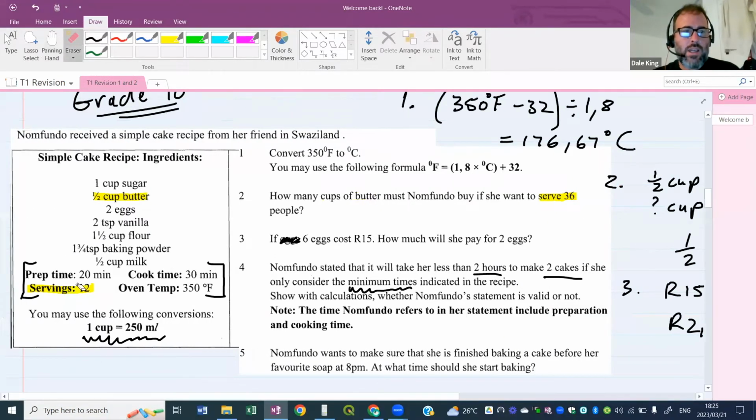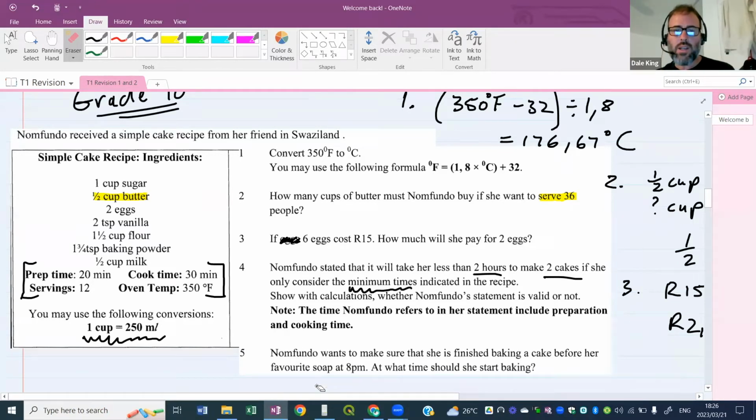That's down here in this block. We see here the only times in this recipe are prep time and cook time, so she's using these times from the recipe. It says to show with calculations whether the statement is valid or not. So we're going to do some calculations, check her answer, and say yes, it is valid, or no, it is not, using our calculations to back us up. The note says the time Nomfundo refers to includes preparation and cooking, so both times in the recipe, the prep time and the cook time, must be used.